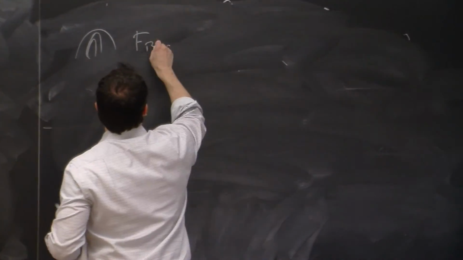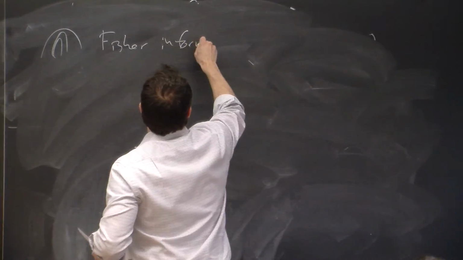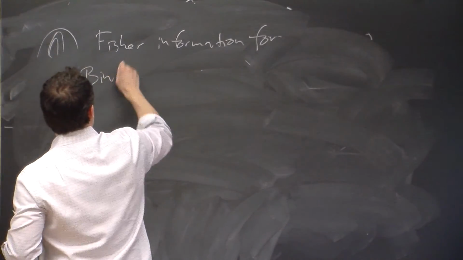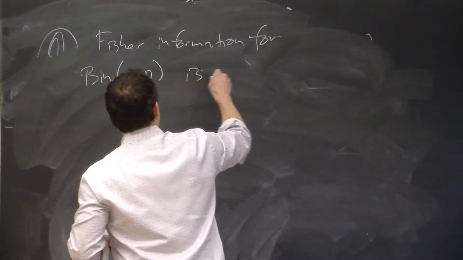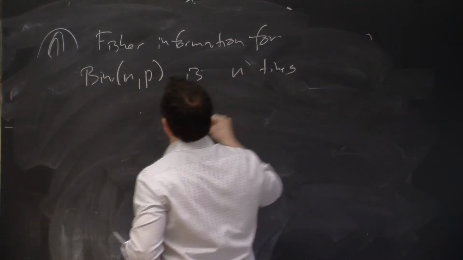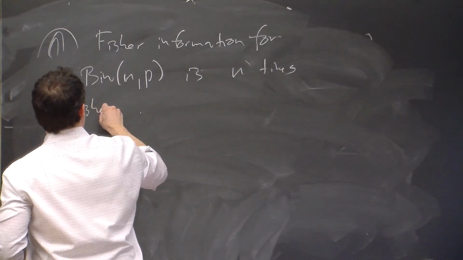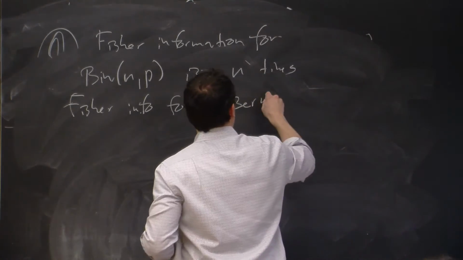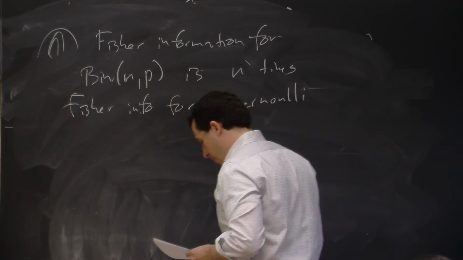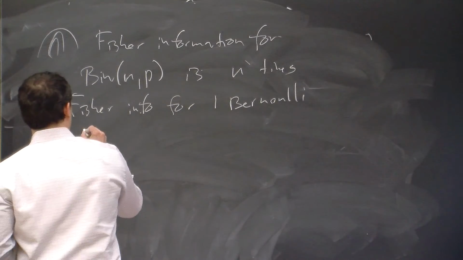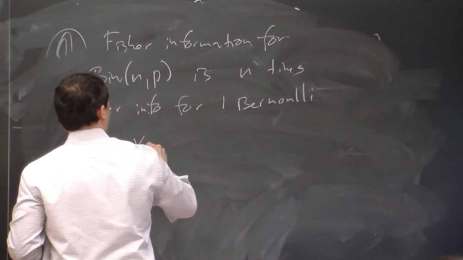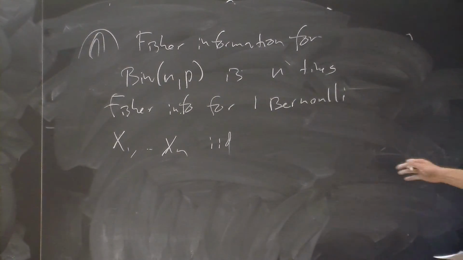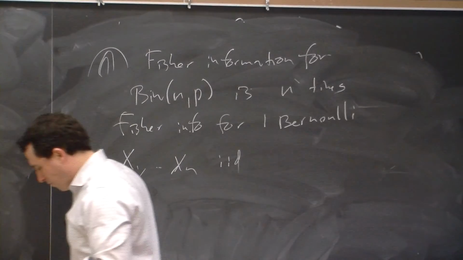But what it's sort of measuring is that quantity. So another way of saying that is, if you look at these numbers, Fisher information for binomial NP is just n times Fisher information for one Bernoulli. And that's true whenever we have IID draws. Okay? It'll be true that their Fisher information adds.